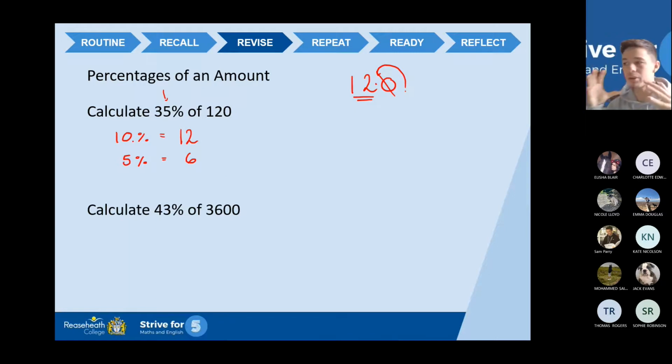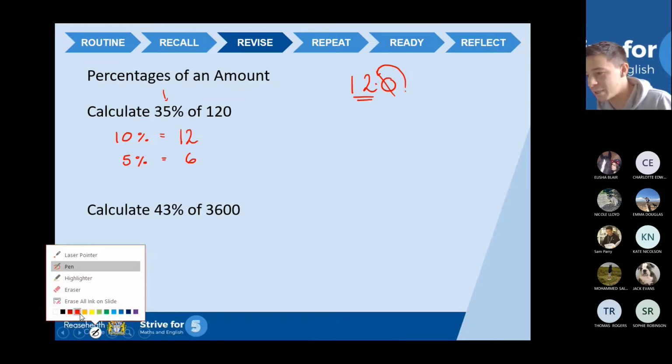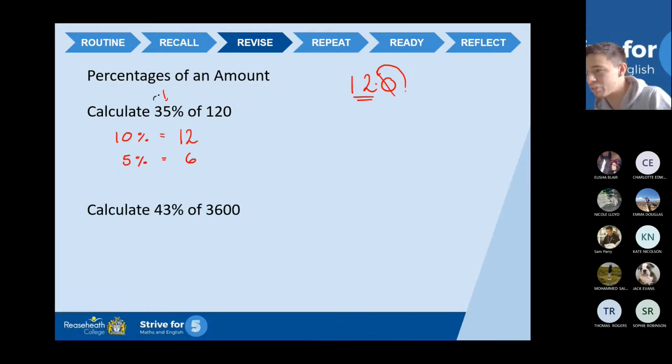Now, they're my building blocks. I can now build up to create the percentage that I'm after. Okay, I'm going to change the colour of my pen here just to make it stand out a little bit more. So I'm after 35%. So how many 10% do I want? Well, I want 3 of them, because 3 lots of 10% will give me 30%. So 12 times 3 is 36. So that's, let me put that in brackets here, 30%.